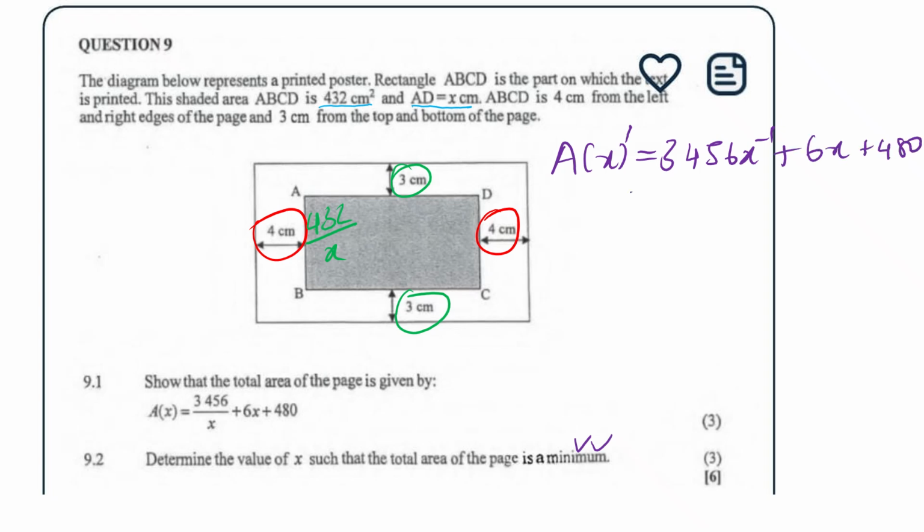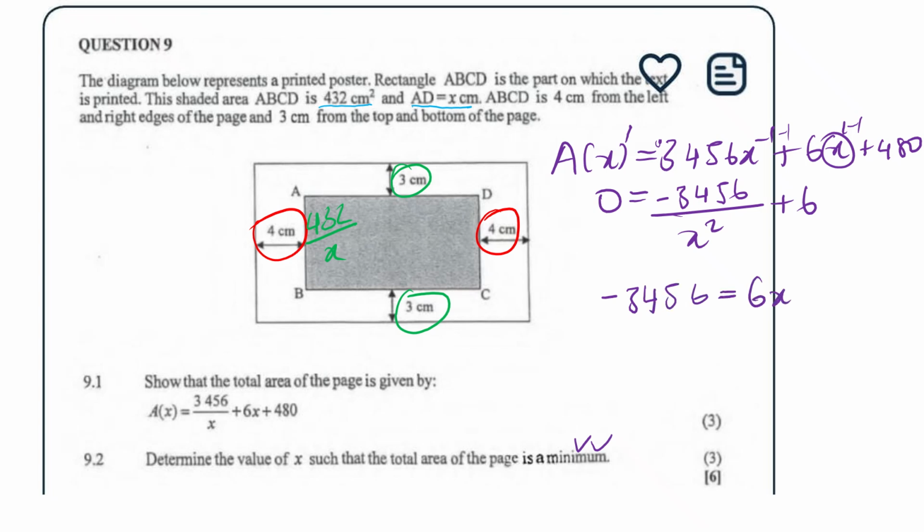Now if we derivate this, we will end up with negative, because this negative 1 will multiply the 3456. Therefore this is negative 3456 over x squared, because this is minus 1 also, and plus 6, because the x will fall away, 1 minus 1 is equal to 0. All right, to find the value of x, we set it equal to 0. Therefore negative 3456 over x squared plus 6 equals 0, so 3456 is equal to 6x squared.